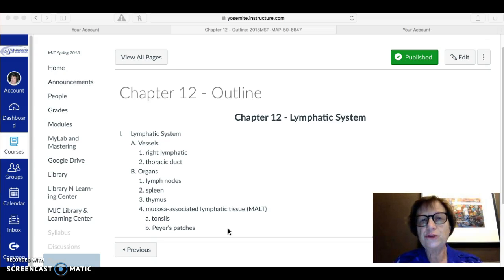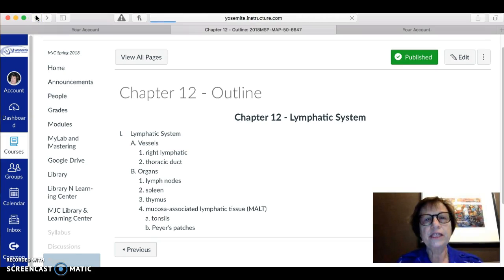You're also asked to do IP Essentials videos, which are in the MyLab and Mastering study area. And I've noticed that they don't have an IP Essentials that is labeled lymphatic system. It's labeled immune system, and it covers the part of this chapter 12 that we will not be covering. So that won't be a requirement, but it is good to take a look at the video so you know how our immune system works.